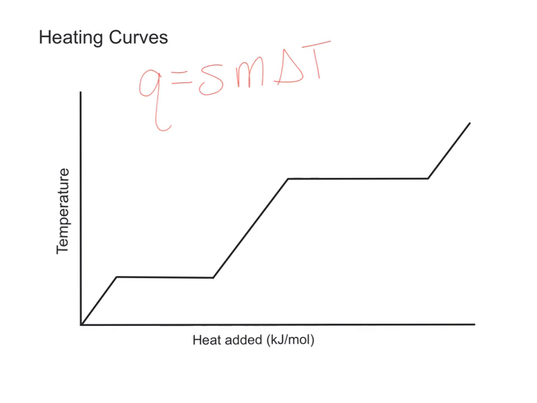You can use this whole equation here on any part of the graph where there is a delta T. See how, say this is at T equals 0 here, and say this is T equals 10, so you have a delta T of 0 to 10 here, or 10 degrees would be your delta T.